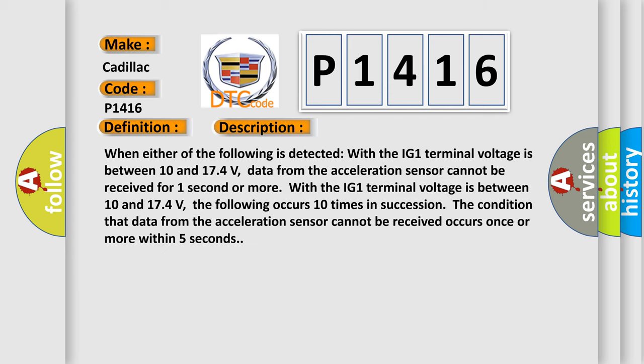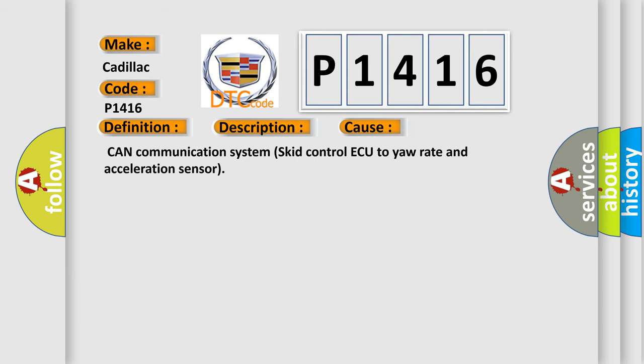When either of the following is detected with the IG1 terminal voltage between 10 and 17.4 volts: data from the acceleration sensor cannot be received for 1 second or more with the IG1 terminal voltage between 10 and 17.4 volts, and this occurs 10 times in succession; or the condition that data from the acceleration sensor cannot be received occurs once or more within 5 seconds. This diagnostic error occurs most often in these cases: CAN communication system, skid control ECU, yaw rate and acceleration sensor.